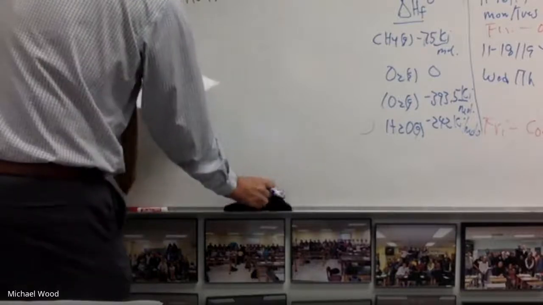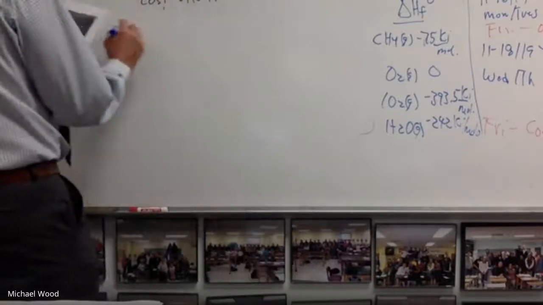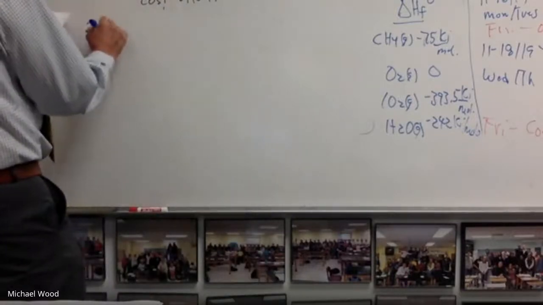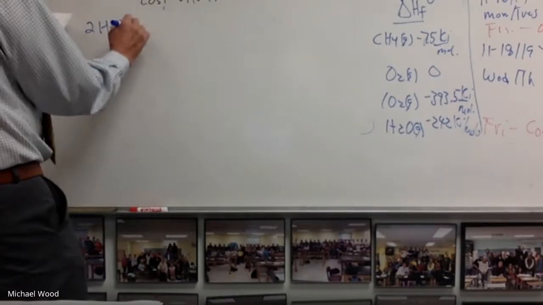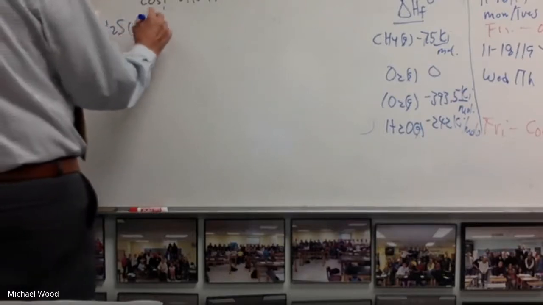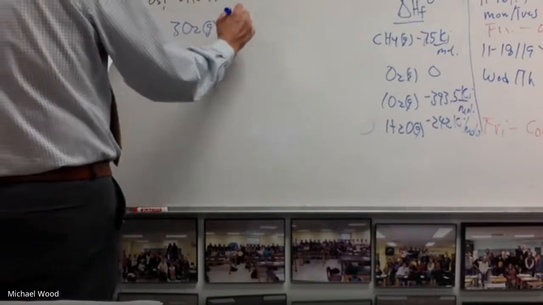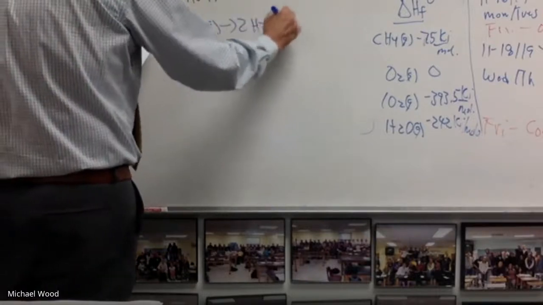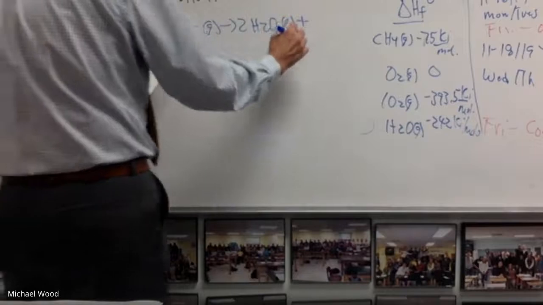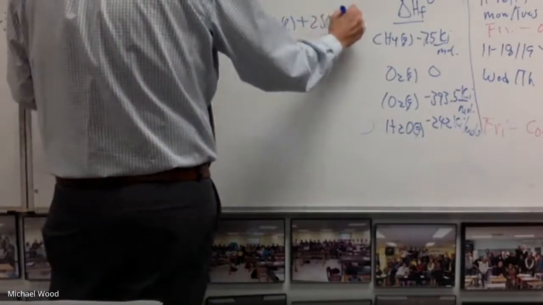Okay, so here is the reaction we're dealing with now. We're trying to solve for delta H. So I've got 2 H2S gas plus 3 O2 gas equals 2 H2O liquid plus 2 SO2 gas.